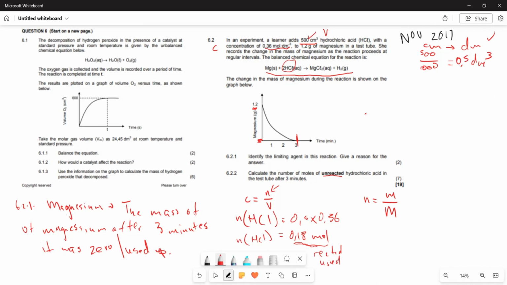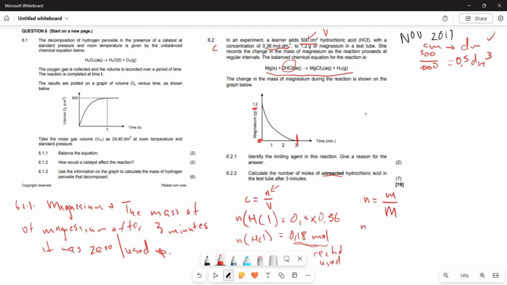Now, if we are calculating the mole of our magnesium, it's because we want to find the mole of the reacted hydrochloric acid. So we already have the used one. Now we want to find out what is the one that we had, or rather the one that is left. So we are going to say, the mole.